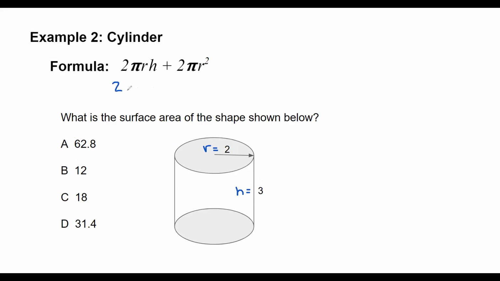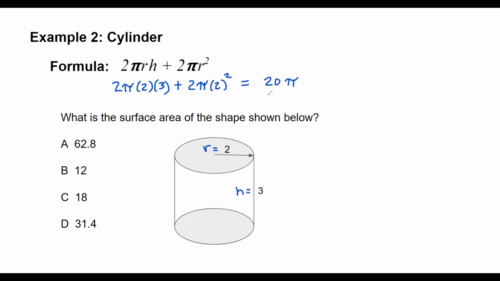So 2 times pi, use your pi button in your calculator, times 2 times our height of 3. Then we add the second part, which is 2 times pi times our radius squared, 2 squared. Let the calculator do that work, and you should get the answer 20 pi.